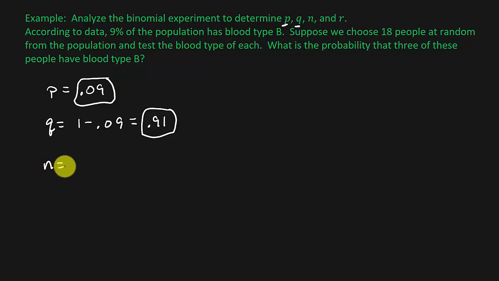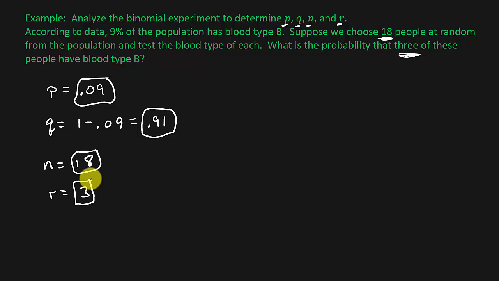Now, what about N? Well, remember, N, that's the number of trials. Well, what does it say? Suppose we choose 18 people. That's how many people we're going to do a trial on. So that's 18. And then what is the probability that 3 of these people have blood type B? So remember, we got N, so R is the number of successes. Well, how many successes do we want? Well, we want 3 to have blood type B. So R is equal to 3.